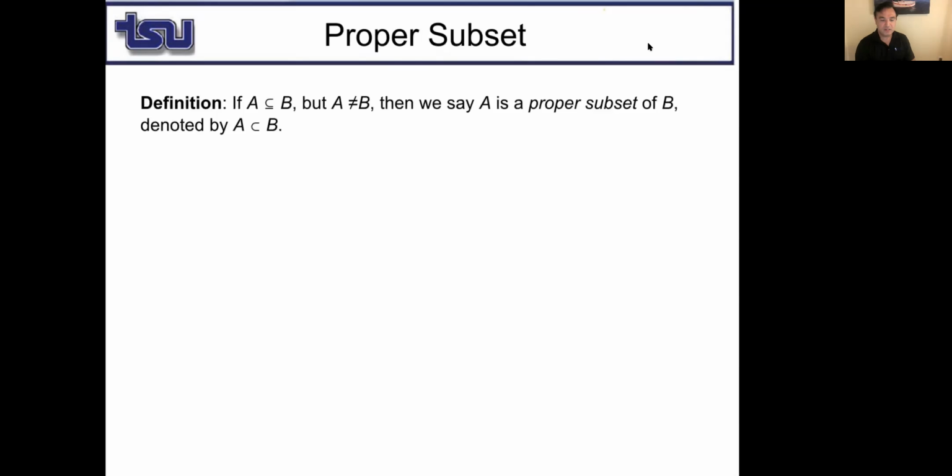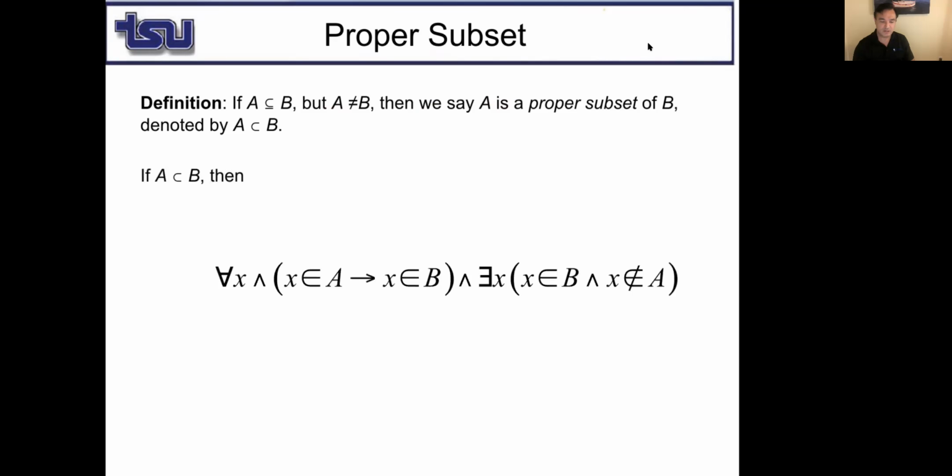Proper subset: if A is a subset of B, but A is not equal to B, then we say A is a proper subset of B, as I was trying to explain. In other words, for all elements in the universal set, if that element is an element of set A, then it is an element of set B. So this tells us A is a subset of B.